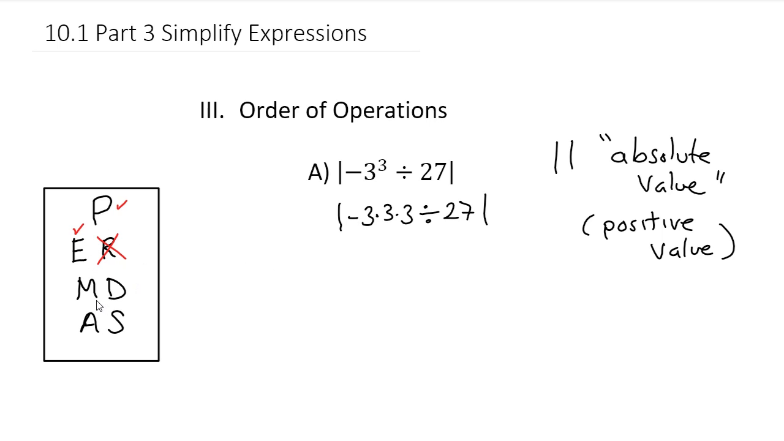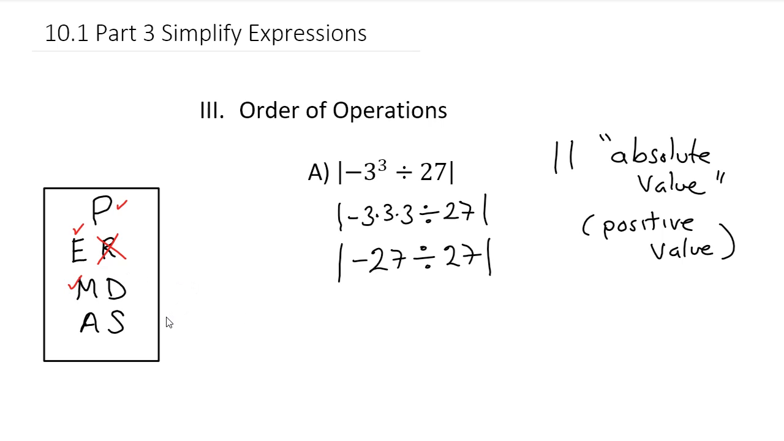Now the next thing is to look for any multiplication or division. So whatever we find first, that's what we're going to do. So we have negative 3 times 3 times 3. We could go ahead and do all of those multiplications all at once if we want to. Negative 3 times 3, that's going to be a negative 9. And negative 9 times 3 is going to be a negative 27. So this is going to be equal to negative 27 divided by 27. Okay, so we took care of the multiplication.